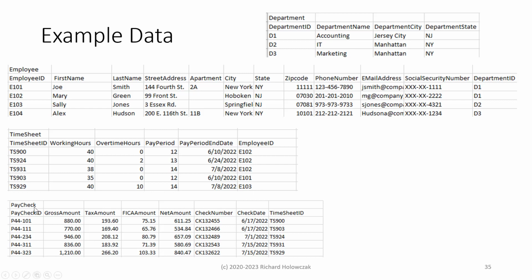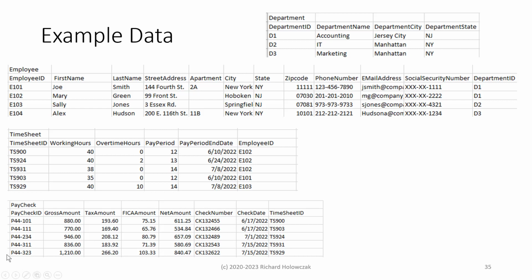We can go a step further, and we can look at the paycheck relation. And we can see that timesheet 900 turned into paycheck 44-101. Timesheet 903 turned into paycheck 44-111, and so on. So by using these foreign keys, we can connect each of the relations together.